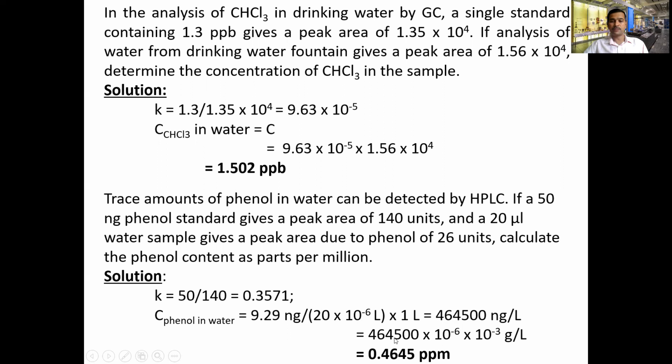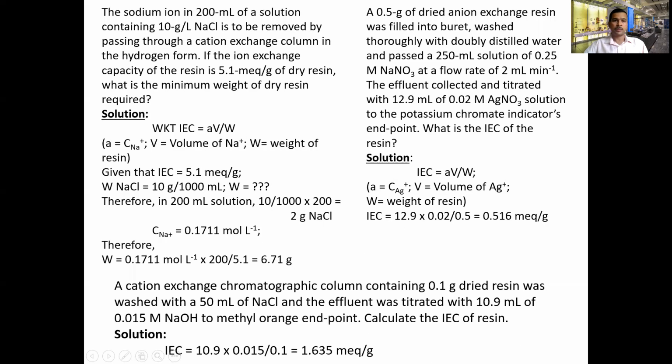So if you multiply this 464500 with 10^-6, you will get 0.4645 milligram per liter. 10^-3 gram per liter means it is ppm. So 0.4645 ppm will be the final answer. So this is how you can solve this type of problem.